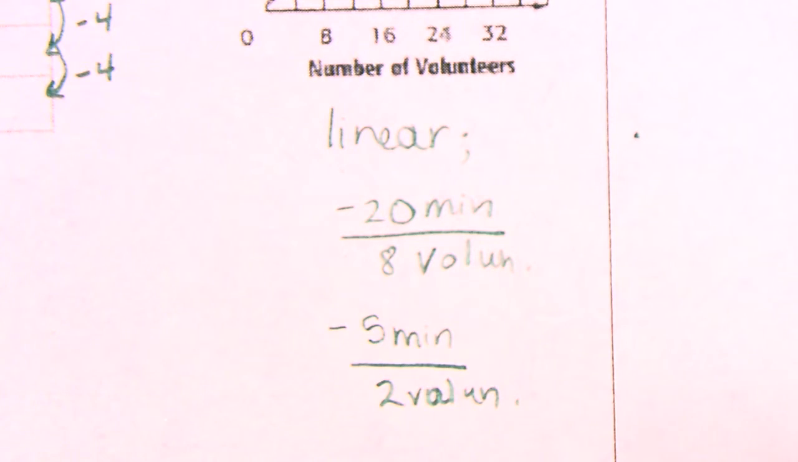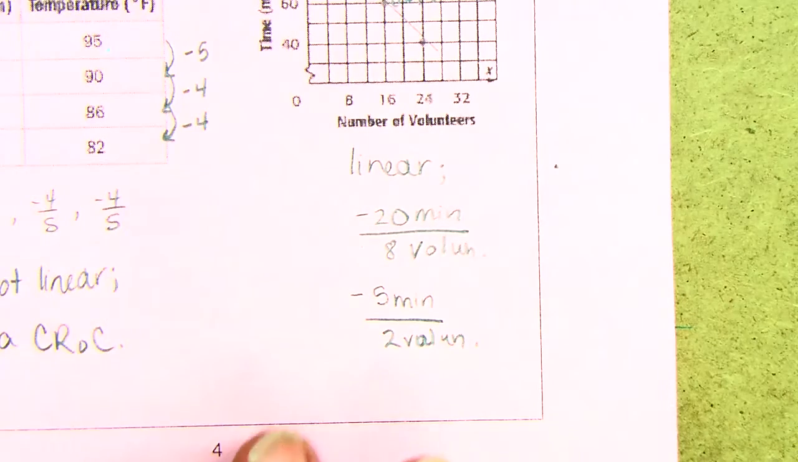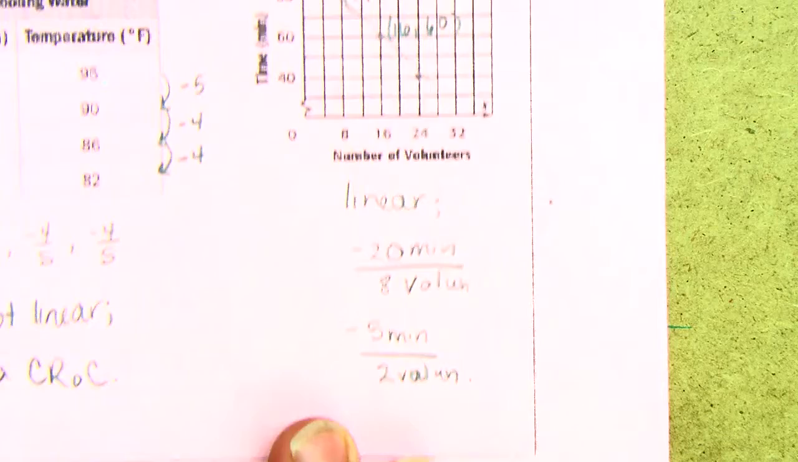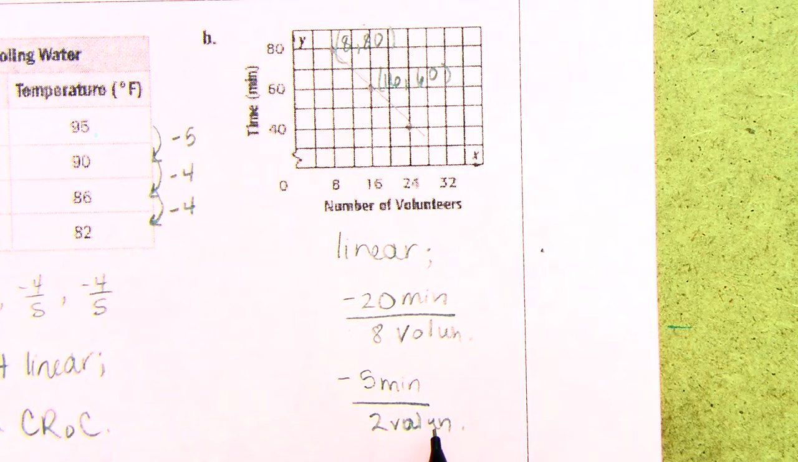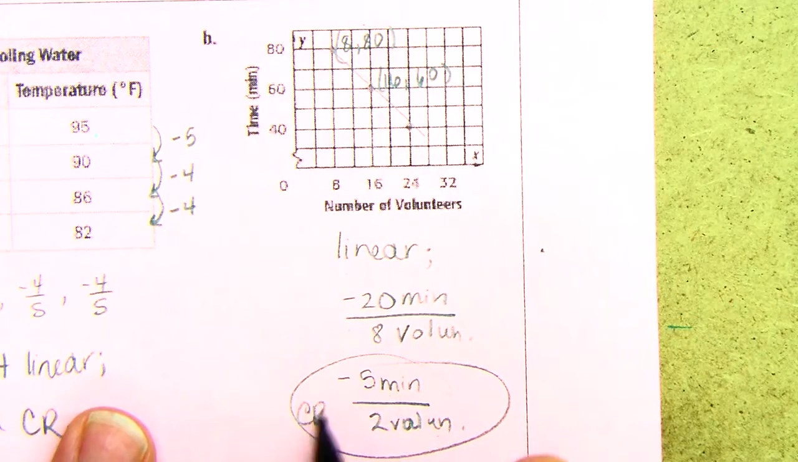And if I were interpreting that, what does it say? If we're talking about the minutes going down with the number of volunteers, I'm going to go out on a limb and say they're probably talking about a job to do, and the more volunteers they have, the more the time is going to go down, which makes sense. If you have more help, it takes you less time usually. It's going to go down by 5 minutes every 2 volunteers they add to the job. That makes sense. So linear, and there's my constant rate of change.